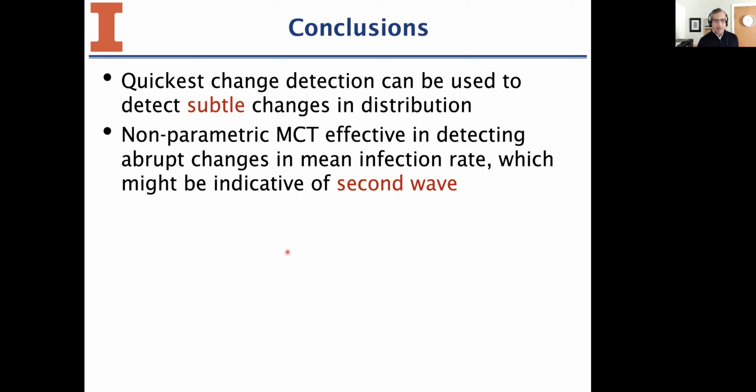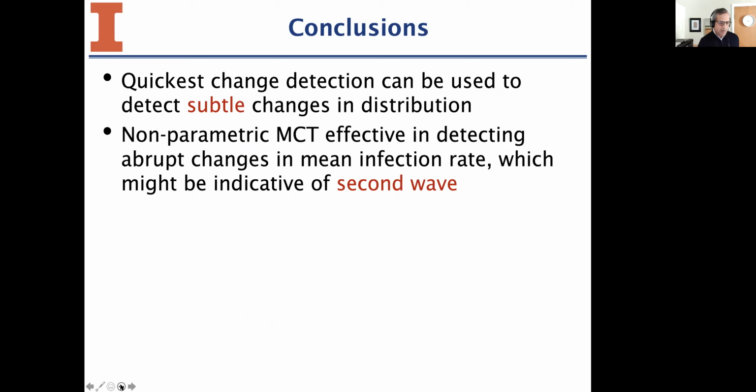Okay, so let me conclude. What I tried to convey was that quickest change detection can be used to detect subtle changes in distribution. We managed to construct a test that seems to be effective in detecting abrupt changes in mean infection rate, which might be indicative of a second wave of a pandemic.